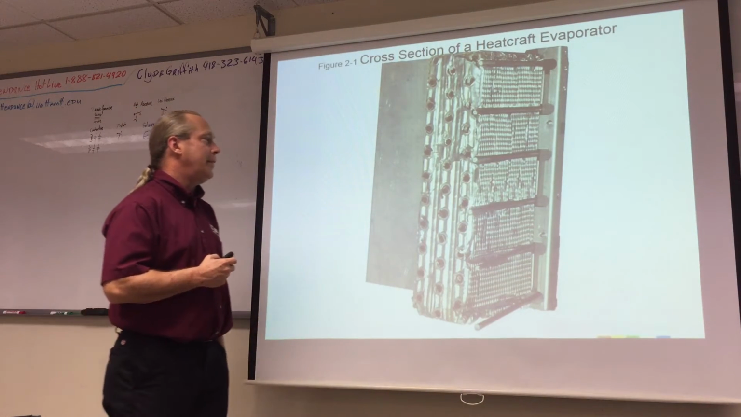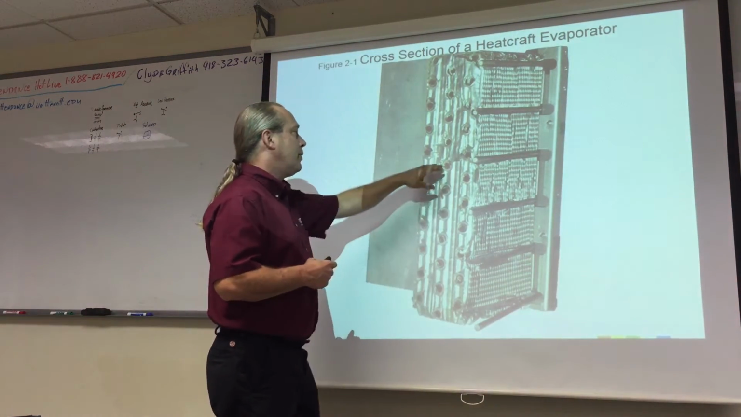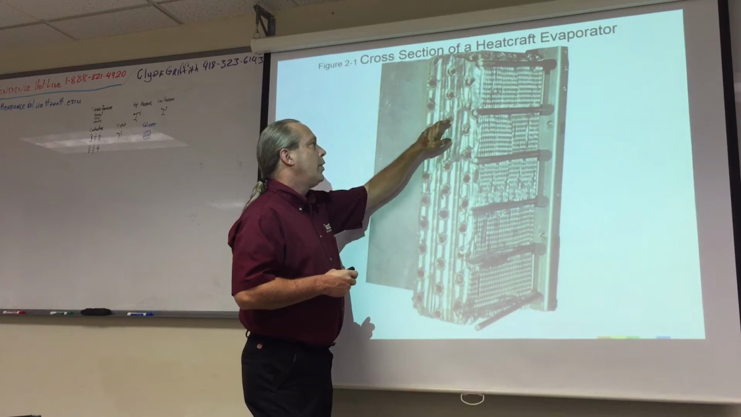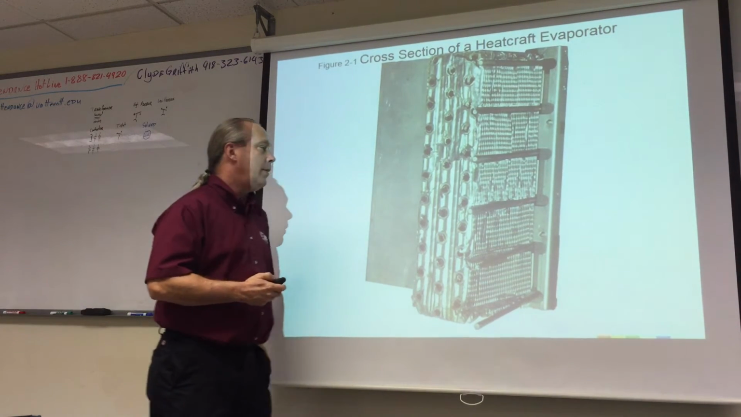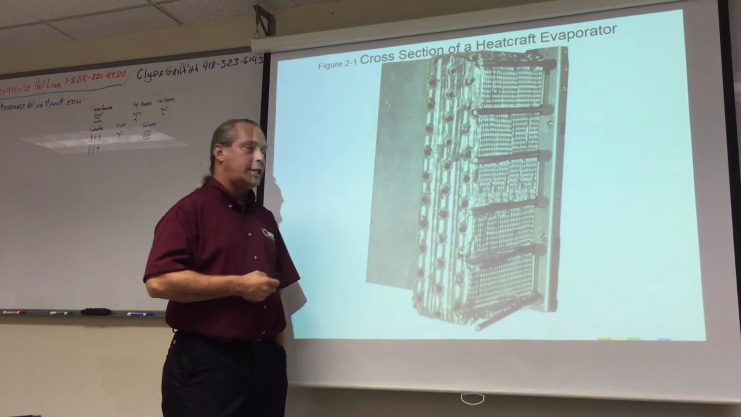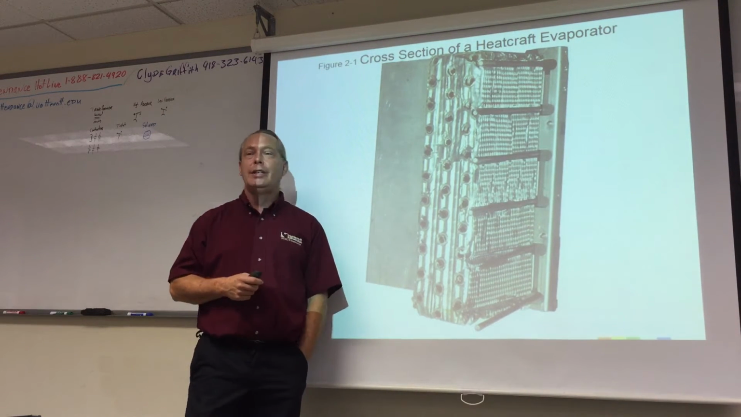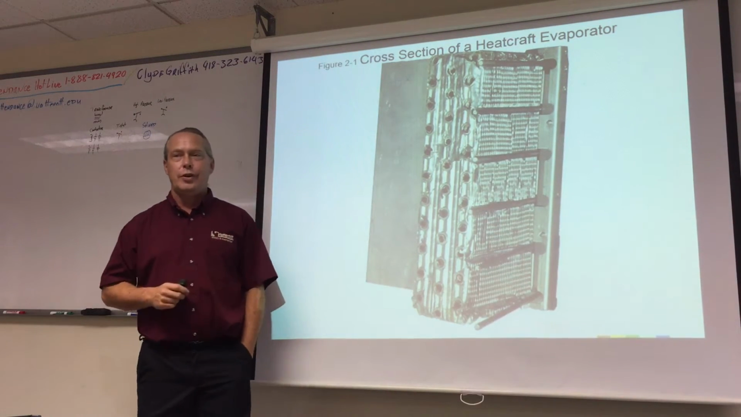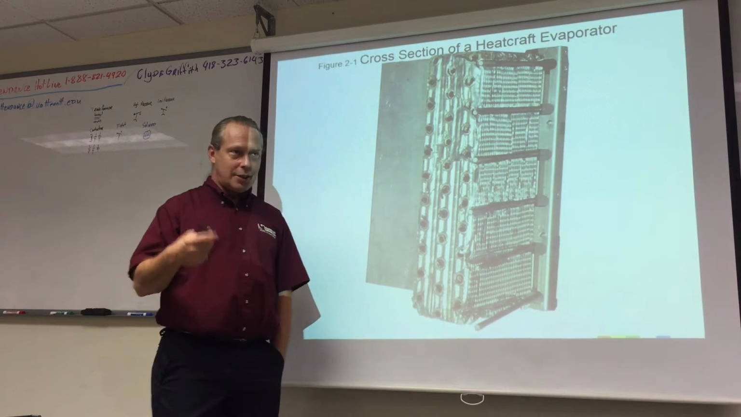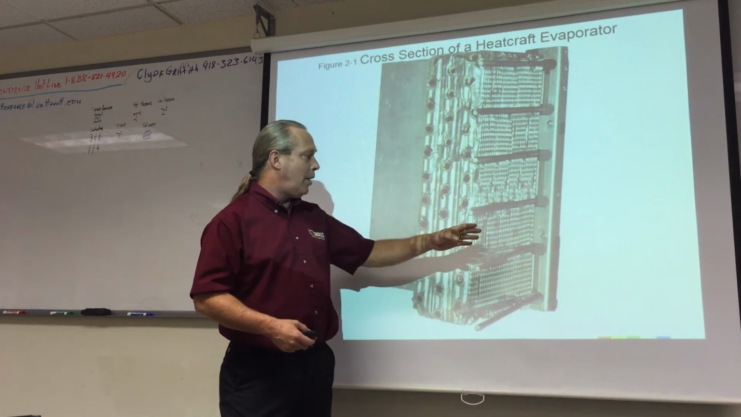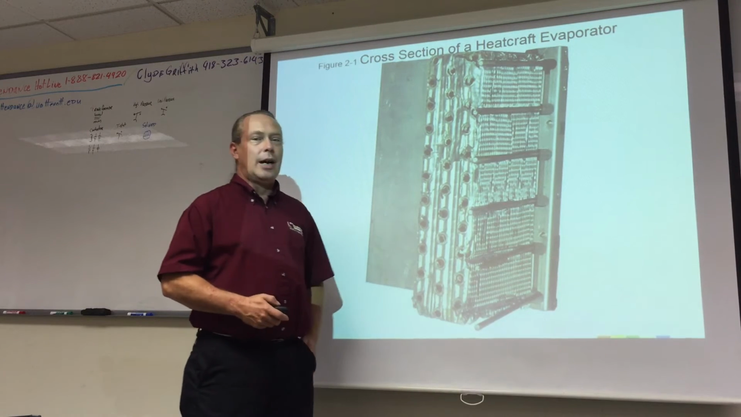Here's a cross section of an evaporator. You can see we've got aluminum fins with little copper pipes. And the little copper pipes is where all the action happens. The aluminum fins help the heat transfer from the outside air that's passing over the aluminum fins to the copper pipes.